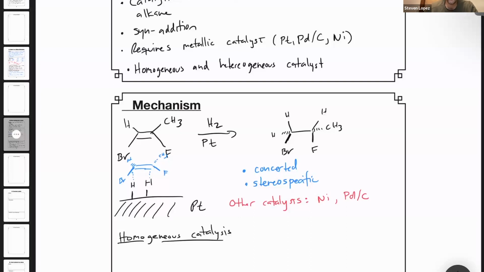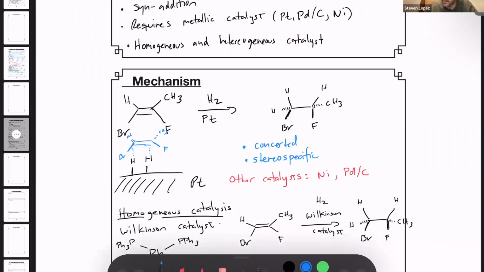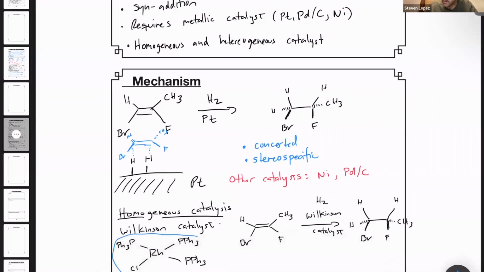An example of a homogeneous catalyst is the Wilkinson catalyst. The Wilkinson catalyst is a rhodium-based catalyst, which is shown here. I'm going to circle it in blue. So this whole catalyst is represented here in this reaction. You can write just the words or you can draw in the structure. Either is generally fine. And you'll add H2, hydrogen, of course, to hydrogenate this alkene.